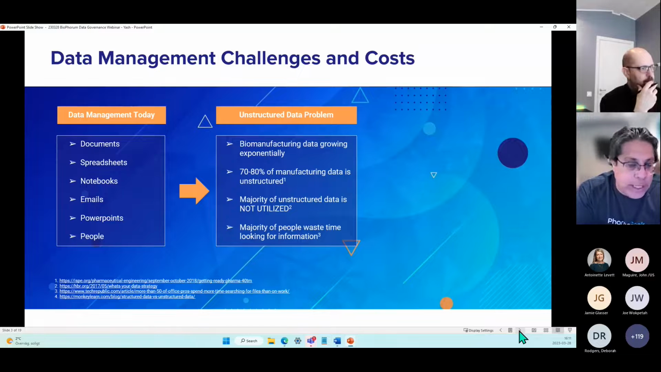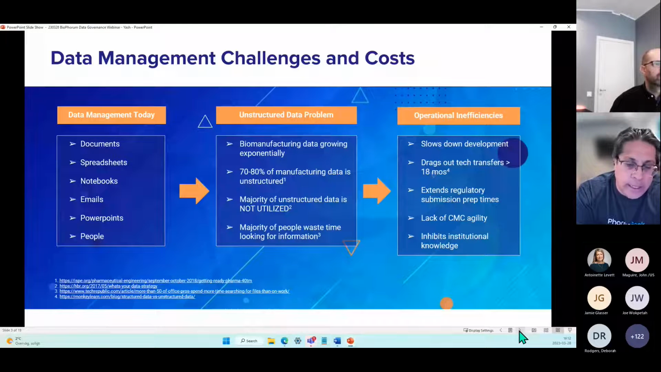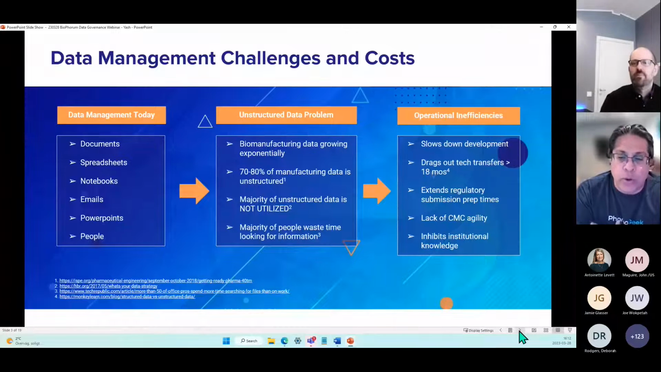And of course, when data is unstructured, people waste a lot of time looking for information because it's hard to find. So this leads to a set of operational inefficiencies where development slows down, and critical activities like tech transfers get extended. Typical tech transfers will take longer than 18 months and often 24 to 30 months. It will extend regulatory submission preparation times because of all the work you have to do to look for information and verify it, QC it, and so forth.